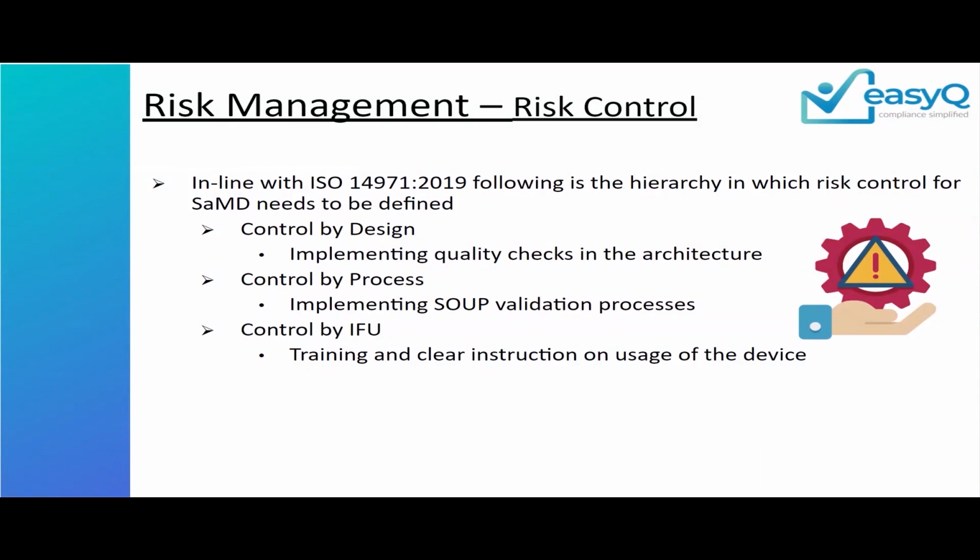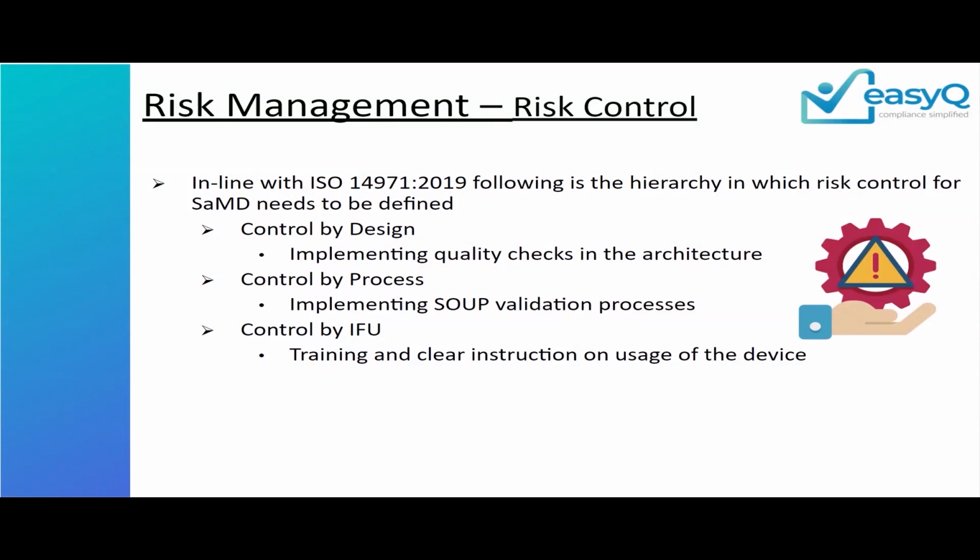Now when you implement risk controls, you follow the hierarchy defined per the 14971 2019 version, which is you always give priority to design controls, right? Controls via design. So if there is a risk which you can control by implementing changes in your design, right? Changes in your design can be changes to architecture, or implementing quality checks within your architecture. A very typical thing for AI companies, right? They have these within the architecture.